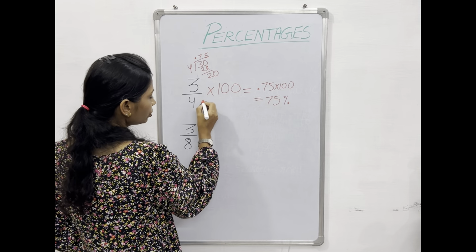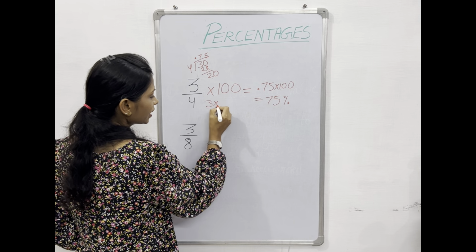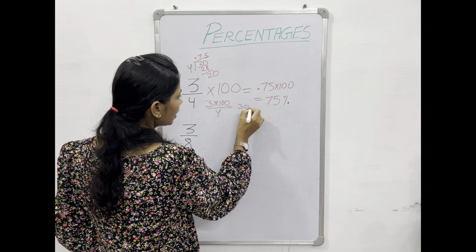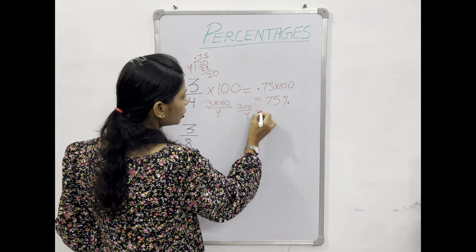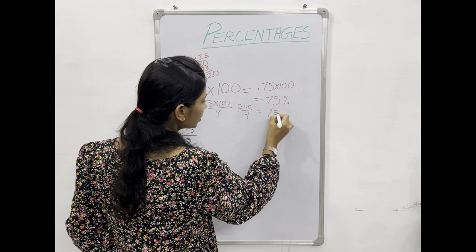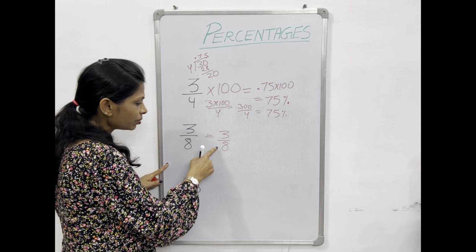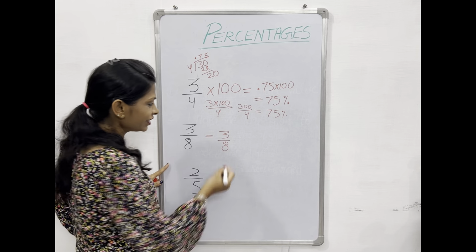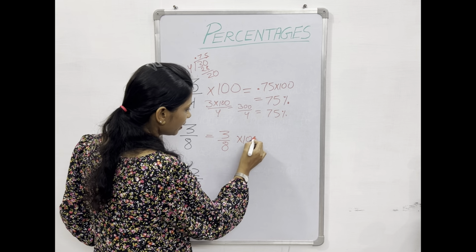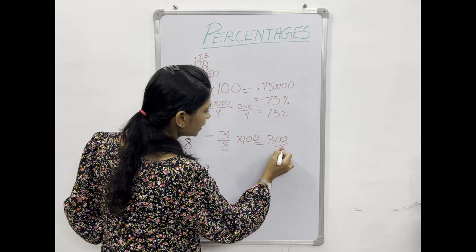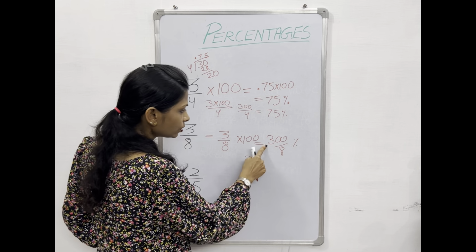Or I can also solve this in terms of fraction as 3 times 100 divided by 4. So this will be 300 divided by 4. When you do the long division, again, you will get your answer as 75%. Let's look at the second example. 3 over 8. To convert into a percentage, I simply multiply this by 100 and the answer would be 300 over 8%. Let's do this division.